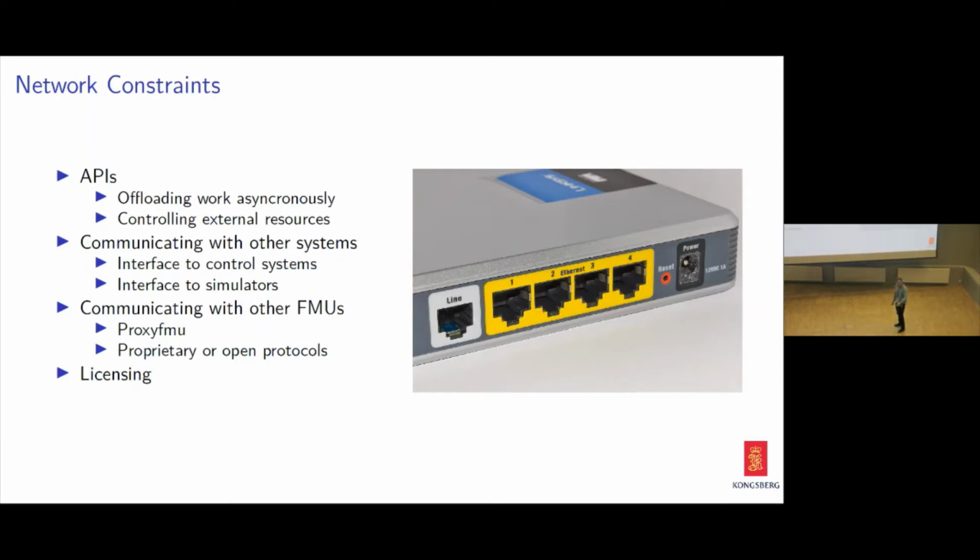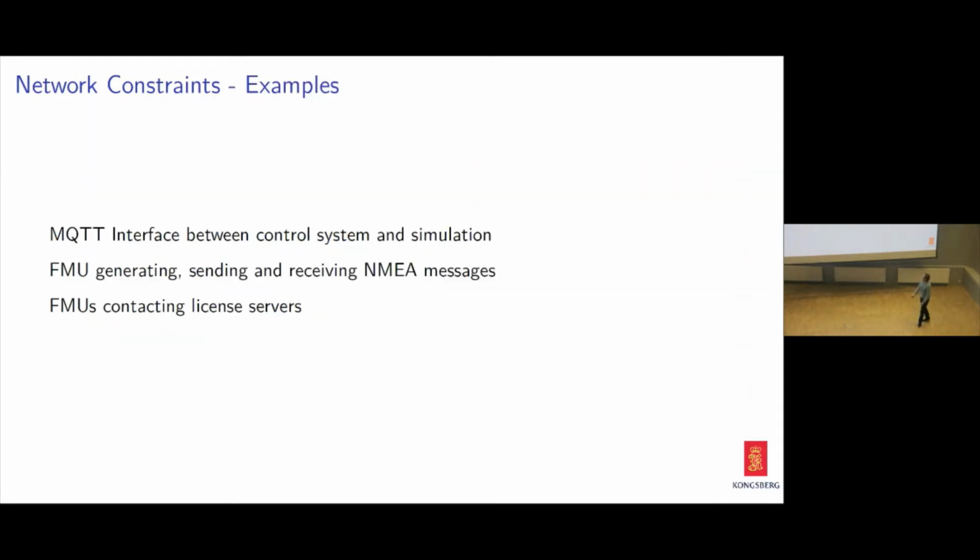Maybe it's fetching weather data from Yr. Maybe it's fetching traffic data from Marine Traffic, who knows? Maybe it needs to contact a licensed server. Examples of network constraints. I've been running FMUs that use MQTT, a communication protocol where it needs to contact a broker, which is a centralized guy just shuffling information around.